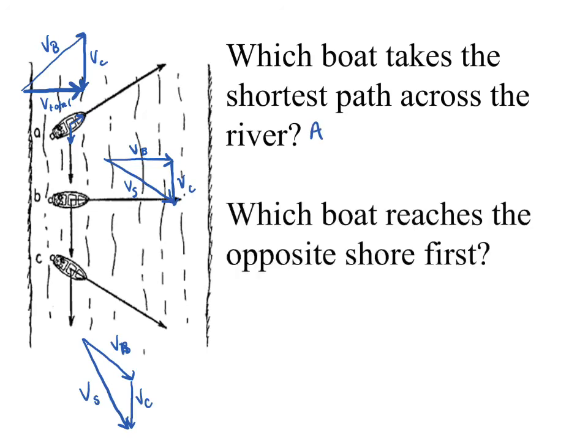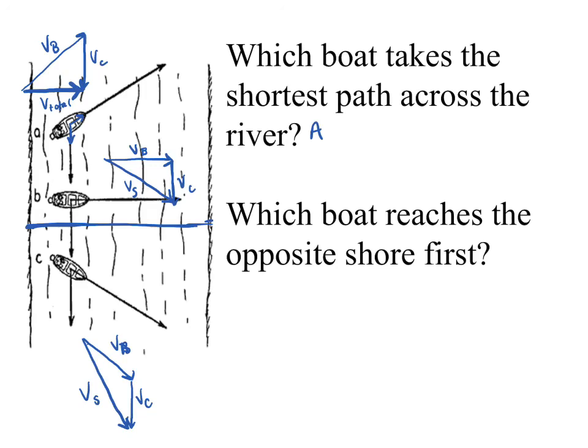Okay, which boat reaches the opposite shore first? Don't get too ahead of yourself. To reach the opposite shore, that's like a horizontal distance, right? It's asking which one is going to cover the horizontal distance the fastest. So I need to look at my vectors in the horizontal direction.